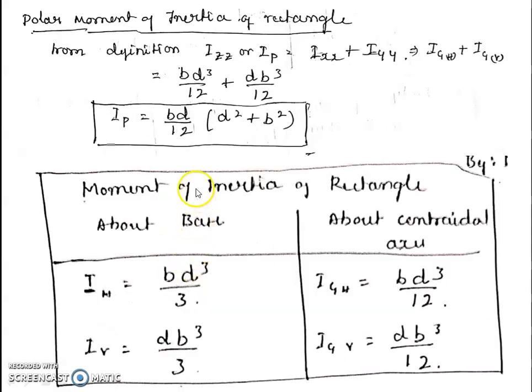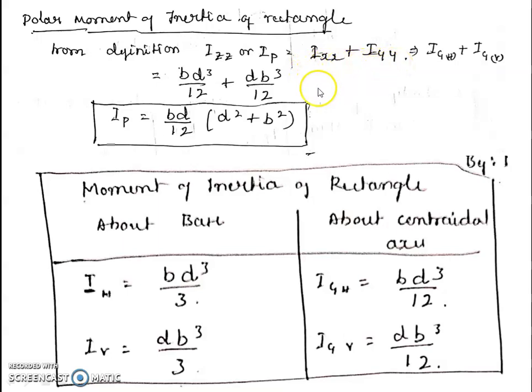Now you will see the polar moment of inertia. Polar moment of inertia, by definition, we have I_z or I_p equal to I_xx plus I_yy.